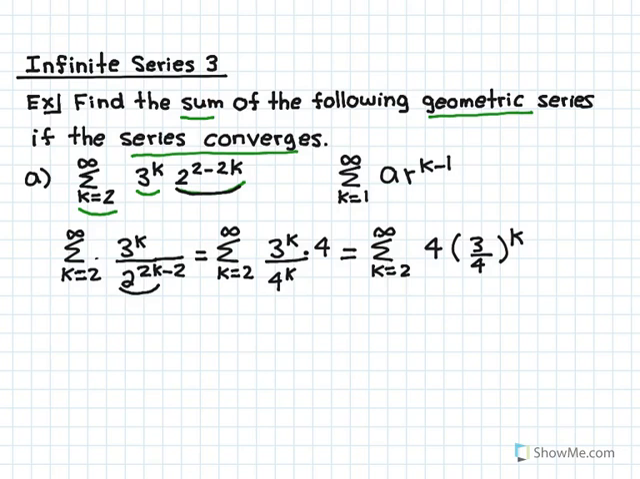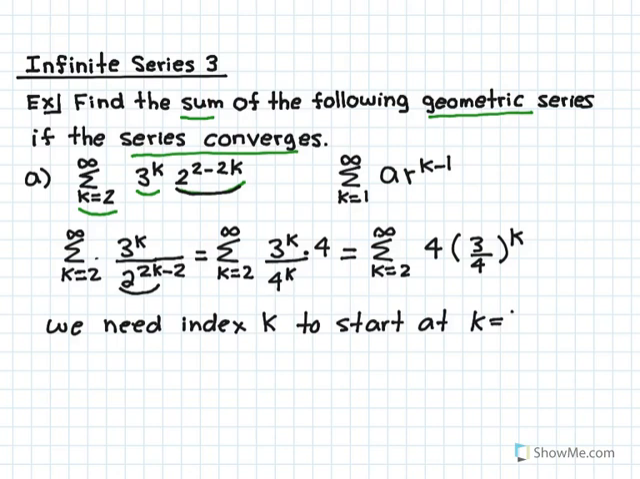But we need the index k, the starting index, to start at k equals 1. So how do we achieve that? Well, we can subtract 1 from the index k and add 1 to the exponent to compensate. So we get the summation, k goes from 1 to infinity, 4 times 3/4 to the power of k plus 1.